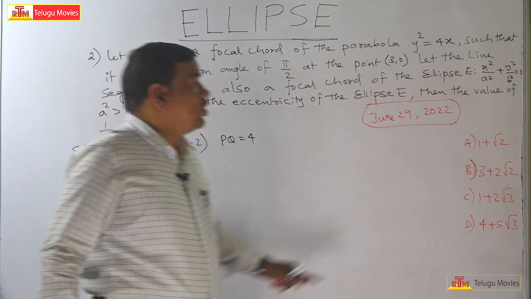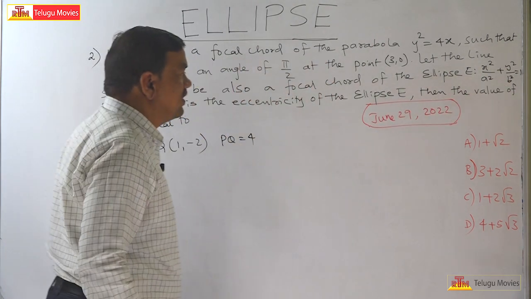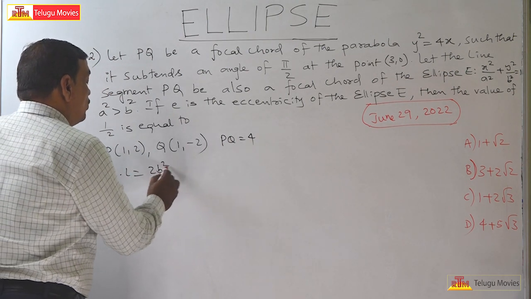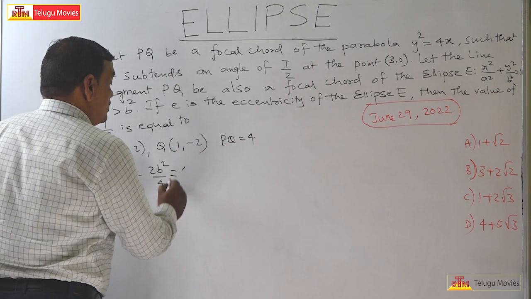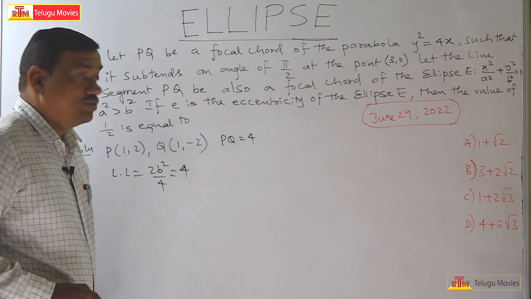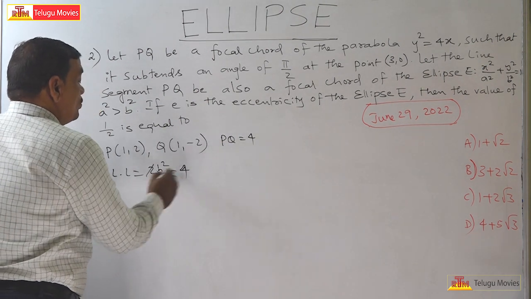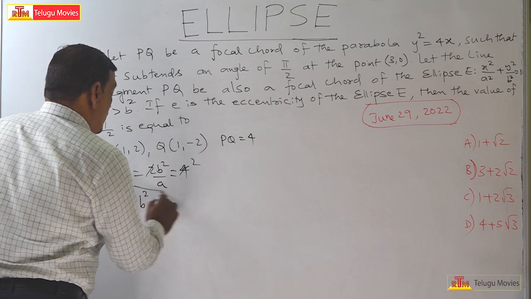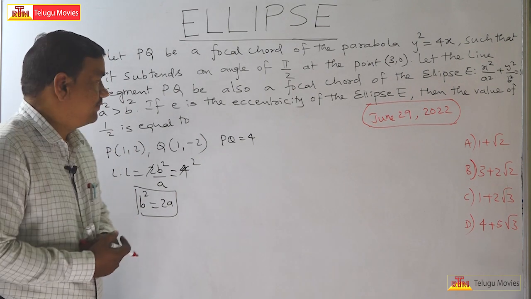Now, what is the length of the latus rectum of this ellipse x square by a square plus y square by b square is equal to 1? The length of the latus rectum is equal to 2b square by a, which is nothing but 4. So, here you can cancel: 2 ones are 2, 2 twos are 2, 2b square by a is equal to 4, so 2 ones are 2, 2 twos cancel, b square is equal to 2a. Put it like this. b square is equal to 2a.